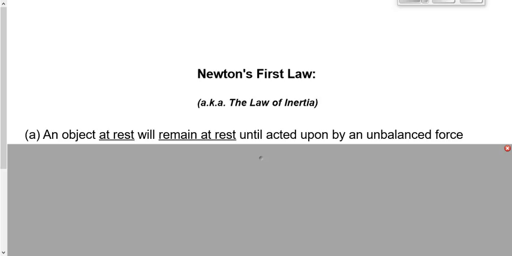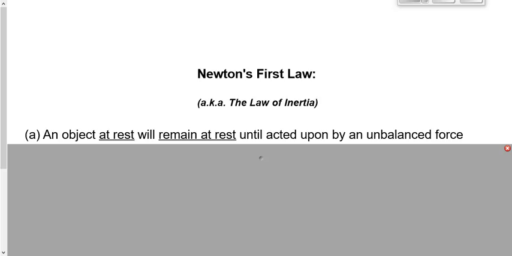It can be acted upon by 50 forces and stay at rest, as long as those 50 forces balance each other. Okay, Rachel's desk is at rest right now. If Jacob pushes on it with 10 newtons to the right, and I push on it with 10 newtons to the left, what's going to happen to her desk? It's going to stay at rest, right? Why? Because those two forces that Jacob applied and I applied balance each other. The net force would be zero. The forces would balance. The object at rest stays at rest because the forces are balanced.